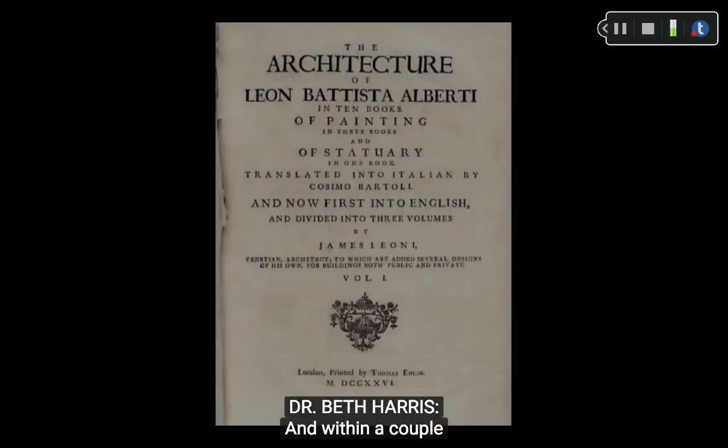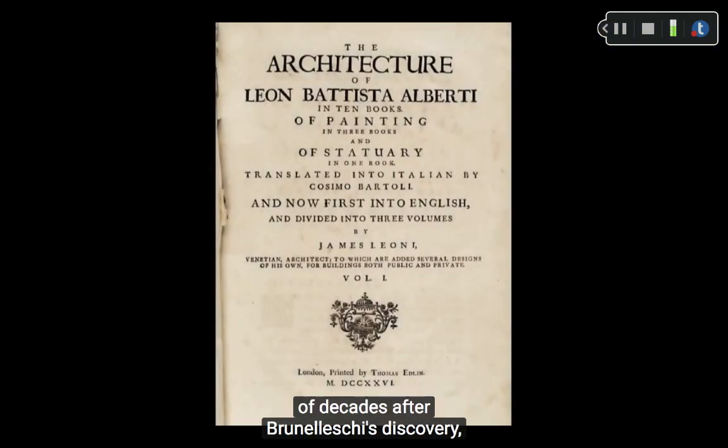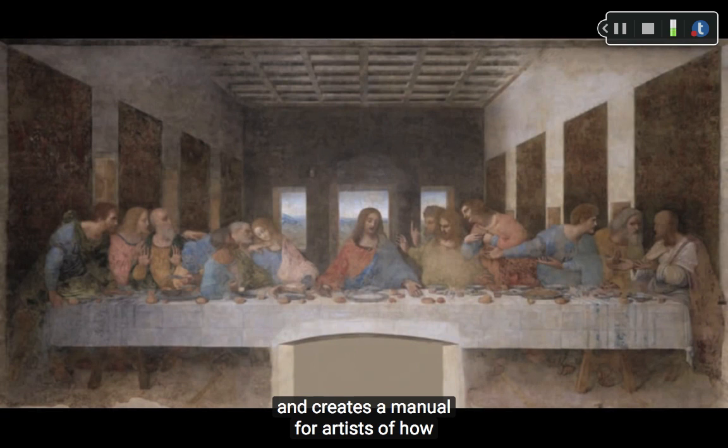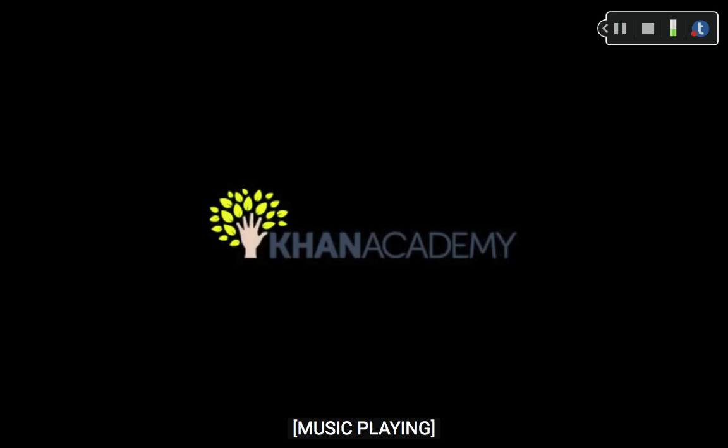And within a couple of decades after Brunelleschi's discovery, Alberti, the brilliant architect and theoretician, writes a book called On Painting, in which he codifies Brunelleschi's discovery and creates a manual for artists of how to use linear perspective and how to make great paintings.